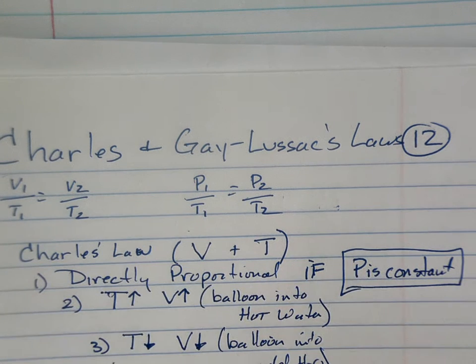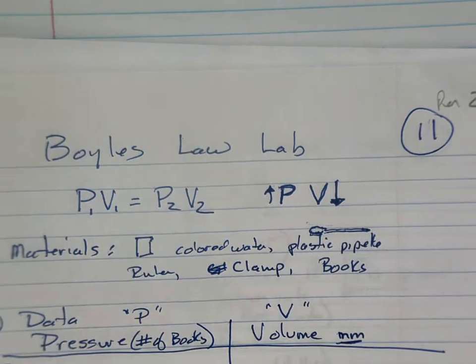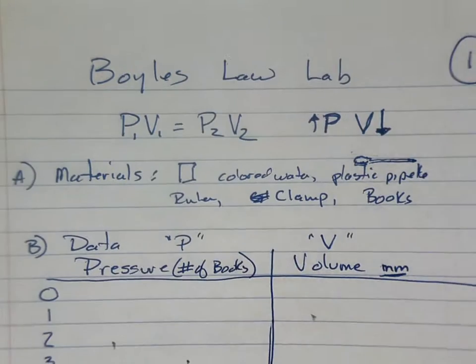We're going to be going over the notes for Charles's and Gay-Lussac's law. This is assignment number 12 in your notebook. It should be the next blank page after our Boyle's Law lab that we did last time. So let's get that started.